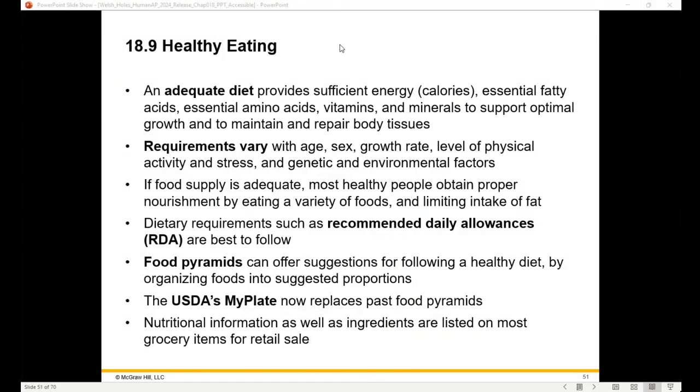If food supply is adequate, most healthy people obtain proper nourishment by eating a variety of foods and limiting the intake of fat. Dietary requirements such as recommended daily allowances or RDA are best to follow. Food pyramids can offer suggestions for following a healthy diet by organizing foods into suggested proportions. The USDA's MyPlate now replaces past food pyramids, and you can find this on the internet by simply Googling it. Nutritional information as well as ingredients are listed on most grocery items for retail sale.